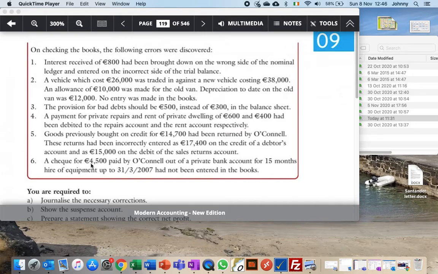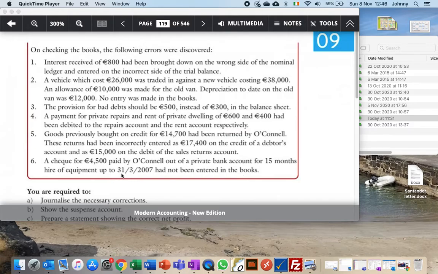Last one, cheque paid by O'Connell out of a private bank account. So the owner is paying for something for the business privately, so that's the owner putting money into the business, so that would be capital. So you'll have capital, which is a liability, credit 4.5. And what's it paying for? For hire of equipment. So hire of equipment would be an expense.